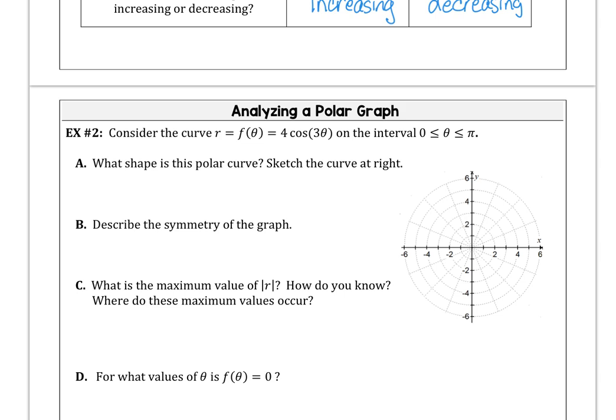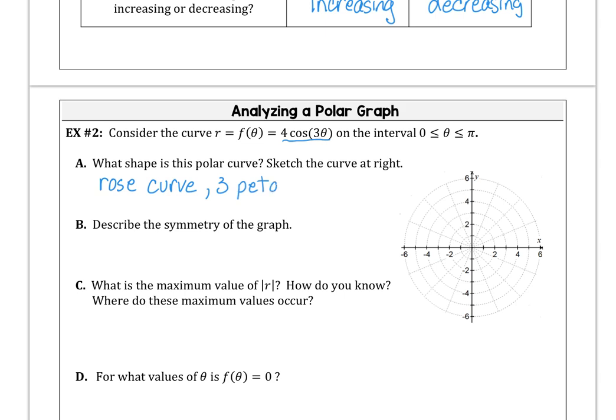Let's consider the curve r equals 4 cosine 3 theta on the interval from 0 to pi. What shape is this polar curve? And then can you sketch that curve on the right? And we know that from the earlier lessons, 4 cosine 3 theta is going to be a rose curve. It's going to have 3 petals.